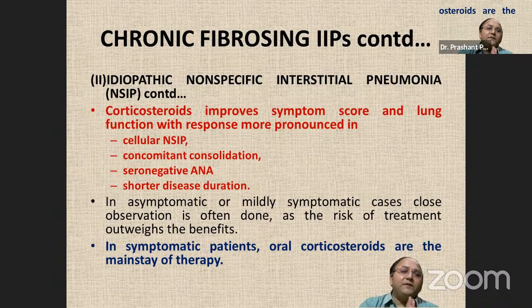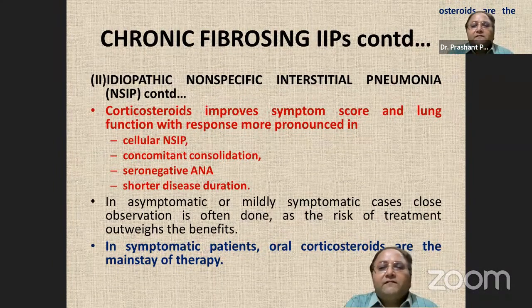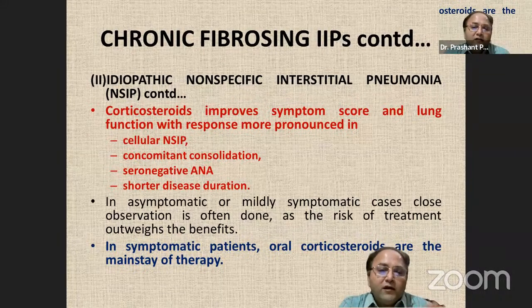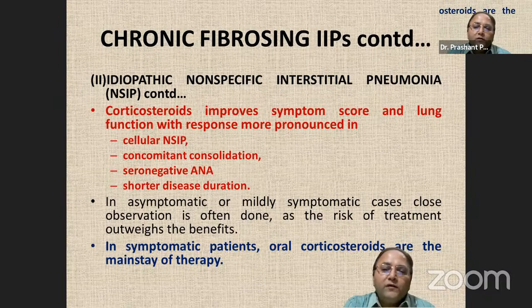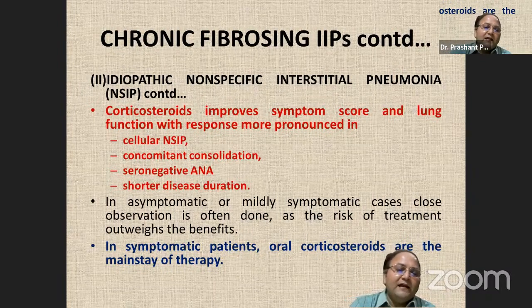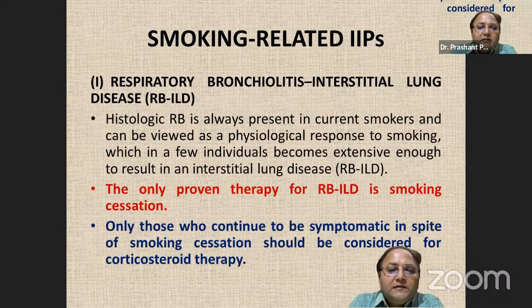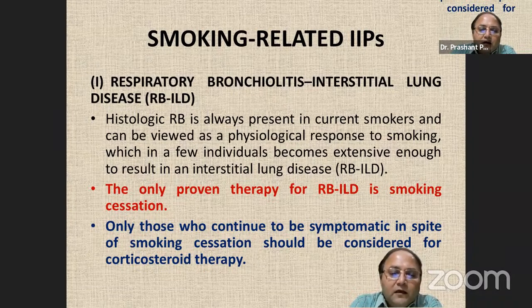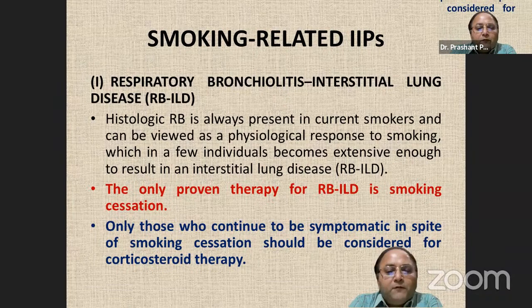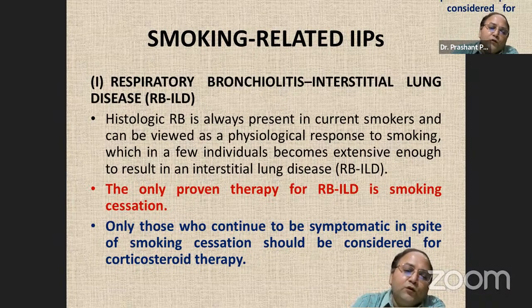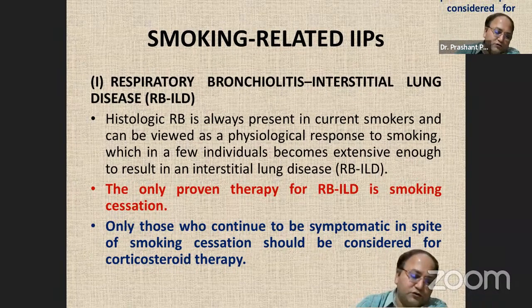So you can see how much ILDs differ in treatment and management. In chronic fibrosing IIPs, in the two diseases, there is so much difference in the entire line of management. Then smoking-related IIPs: histological respiratory bronchiolitis is almost always present in current smokers and can be viewed as a physiological response to smoking. The only proven therapy for this type of ILD is smoking cessation. Only those who continue to be symptomatic in spite of smoking cessation should be considered for corticosteroid therapy.